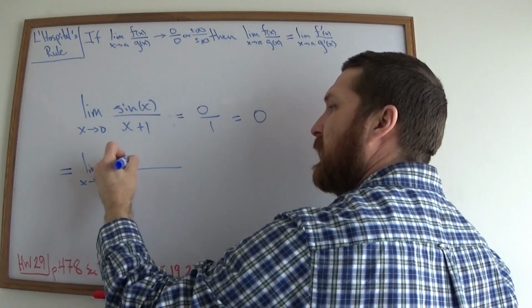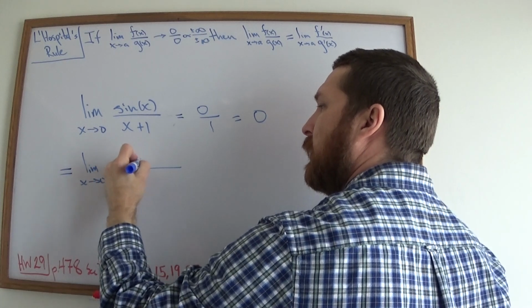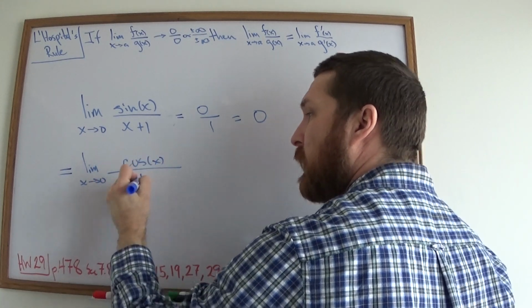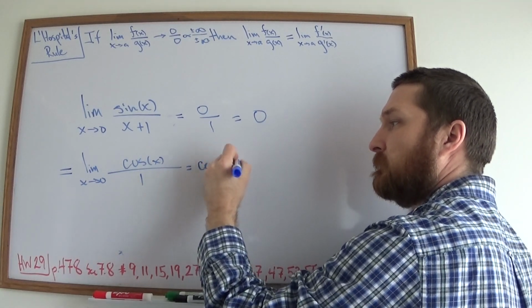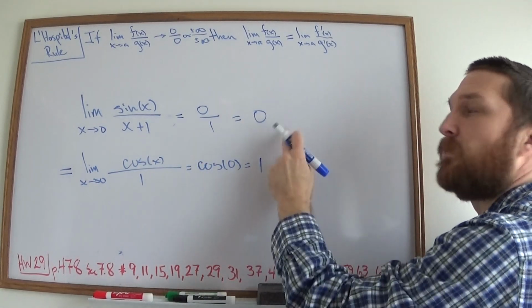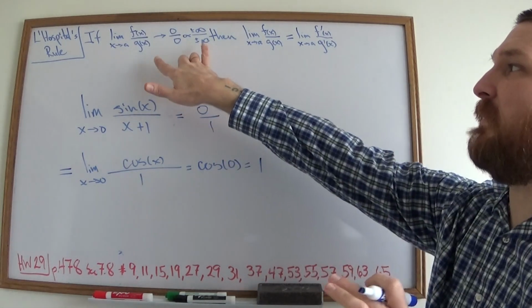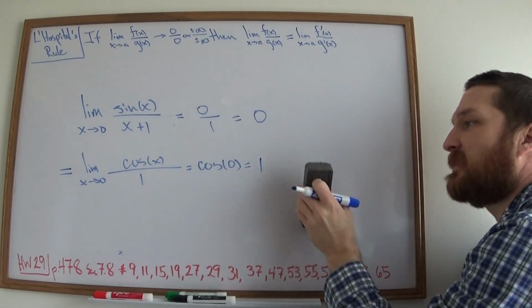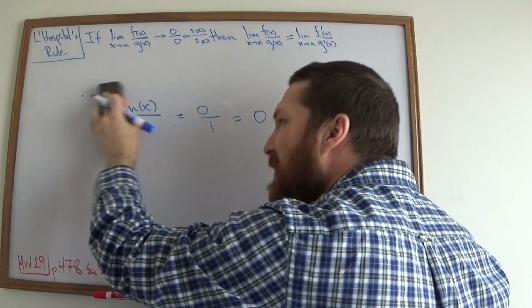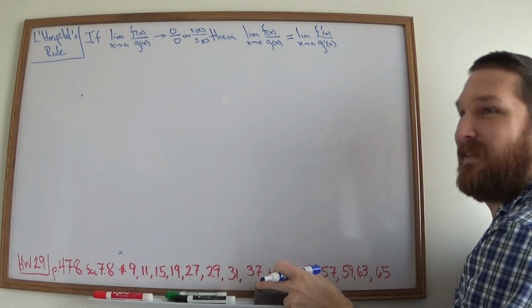What's the derivative of sine? Cosine over 1. And now that would be cosine 0, which is 1. That's not true, right? You have to have this for it to work, okay? Check it every single time, because your book will mess with you. It will give you one that doesn't go to 0 over 0.